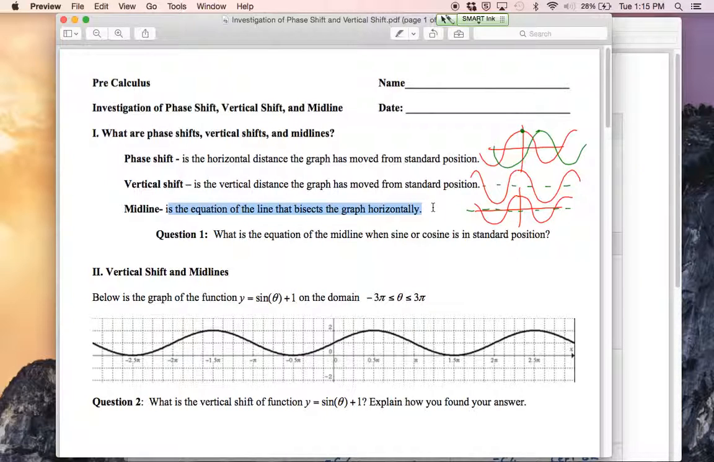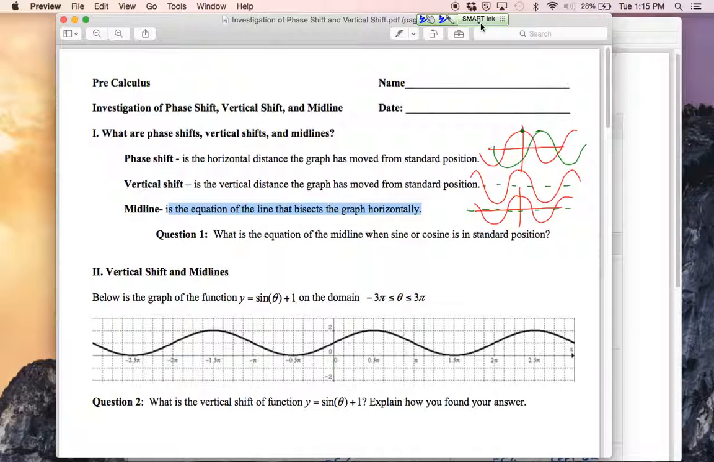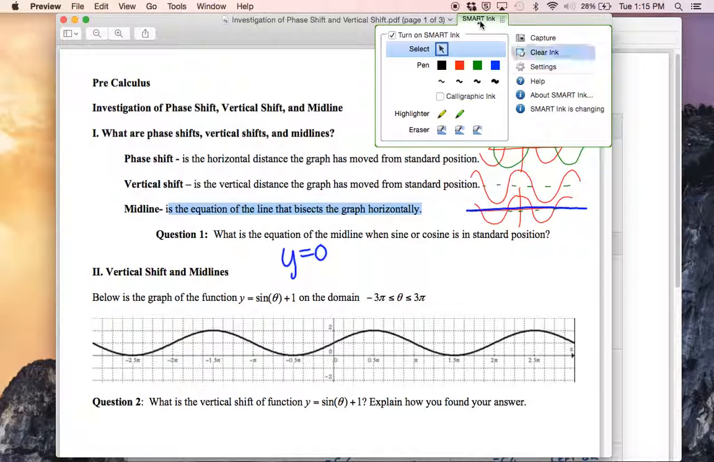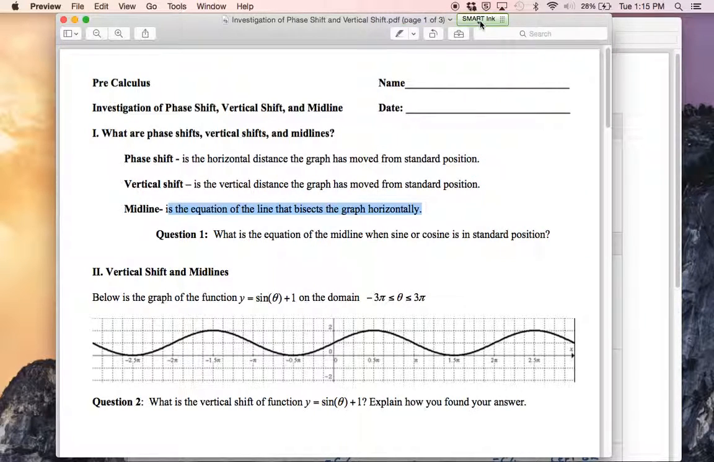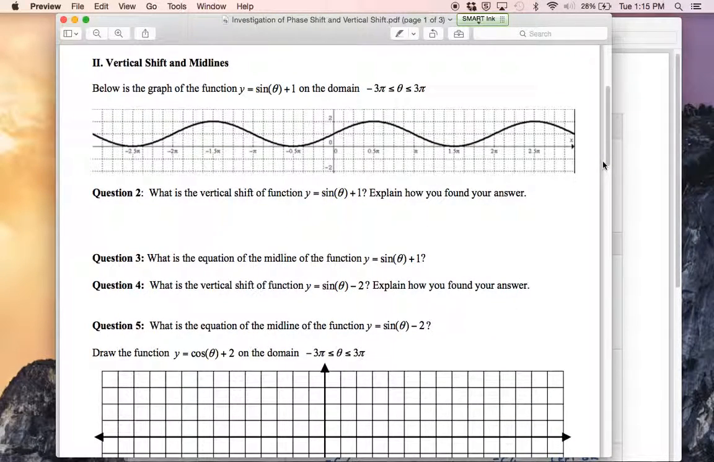So question 1, what is the equation of the midline when sine or cosine is in standard position? Well, we've already discussed this. That midline, when it's in standard position, is this blue line that I just drew. It's actually the x-axis, and the equation for the x-axis is y equals 0 because it's a horizontal line. So let's look at how you shift. So vertical shifts and midlines. Vertical shifts are pretty easy to think about.